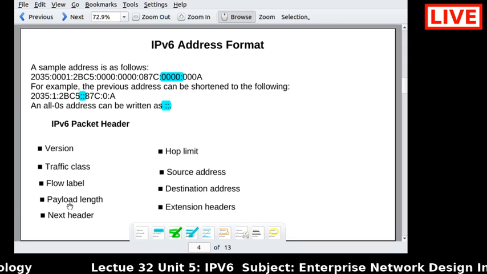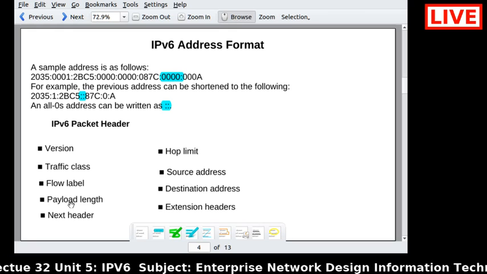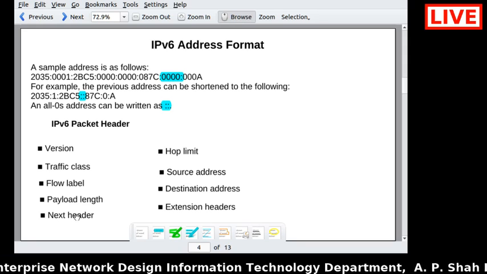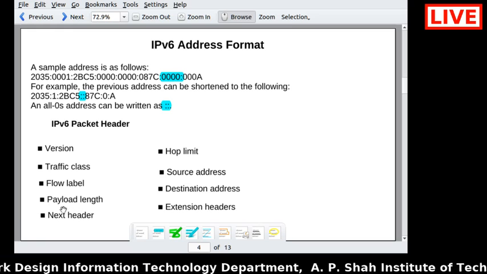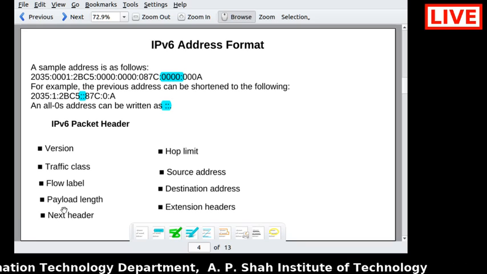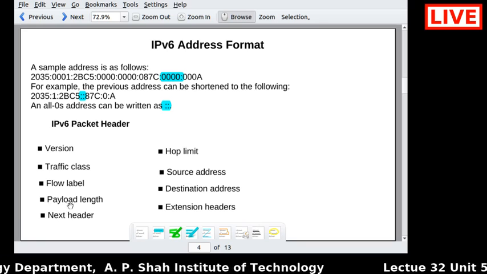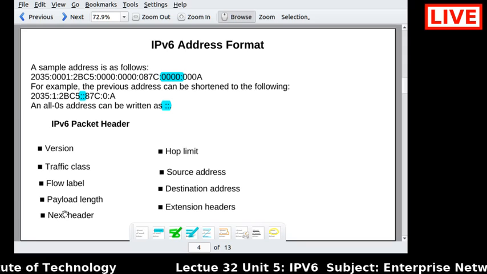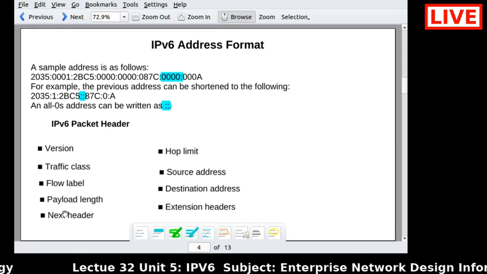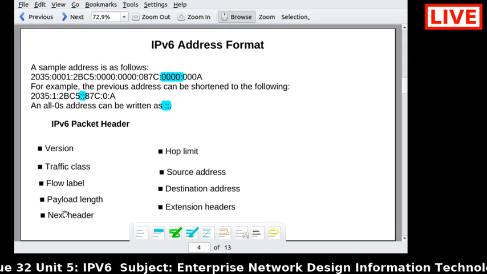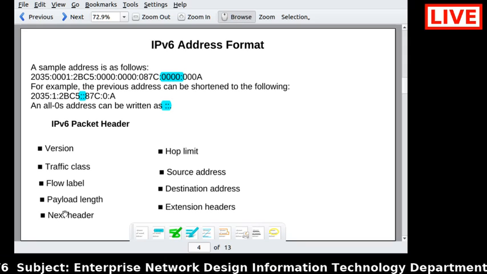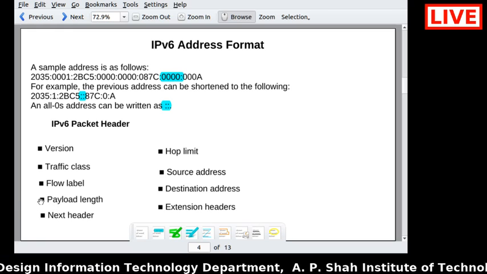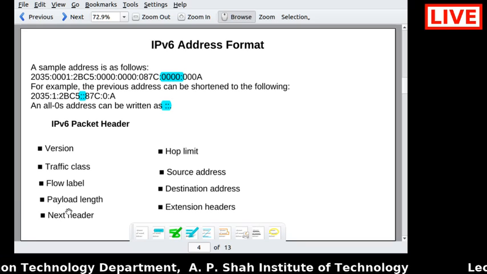Then payload length, which is also a 16-bit field and is also there in IPv4. You already know about this, right? Then next header, an 8-bit field, which determines the type of information that follows the basic IPv6 header. It can be TCP, UDP, that is Transmission Control Protocol or User Datagram Protocol, or it can be an extension header. This is a similar field to the one in IPv4.